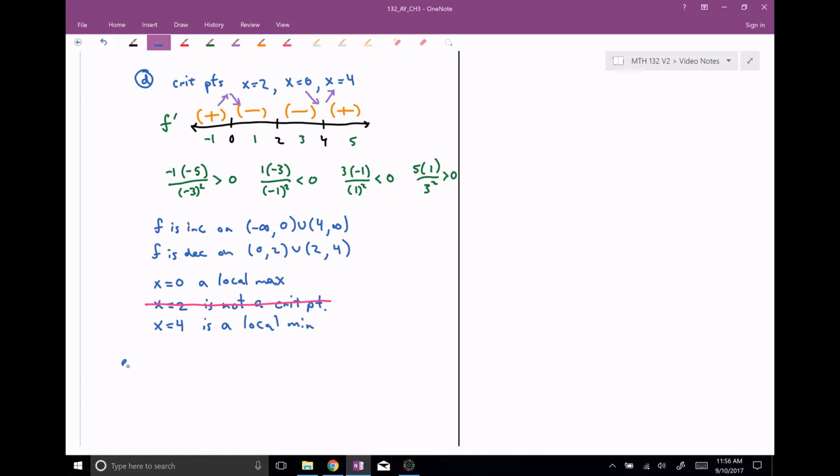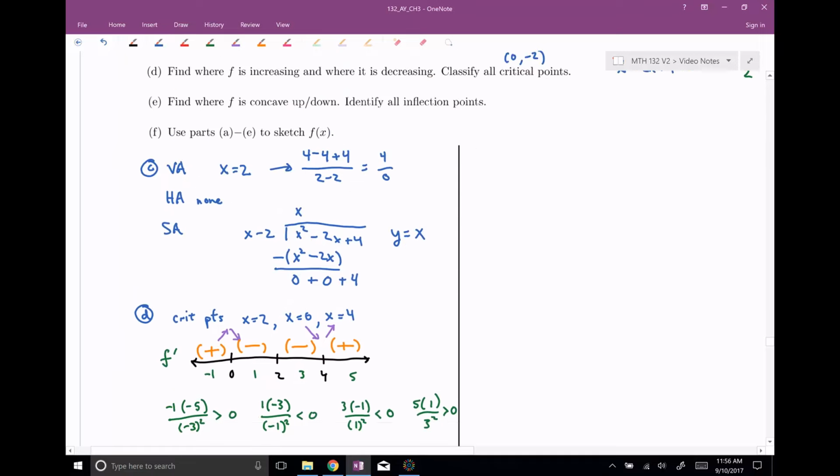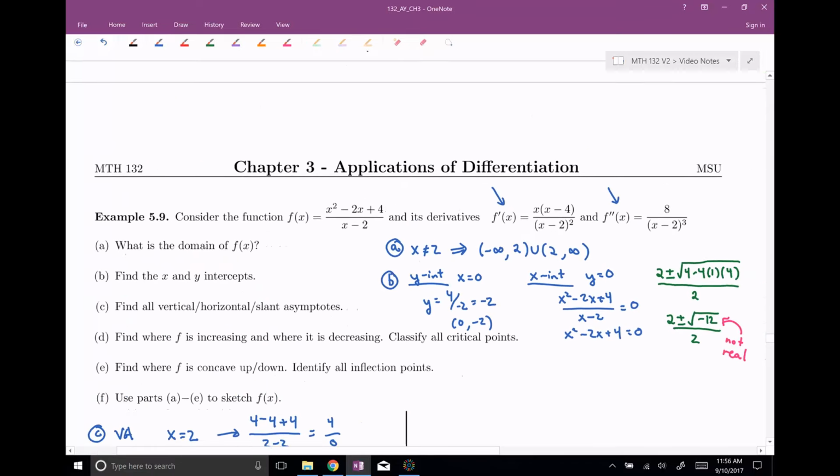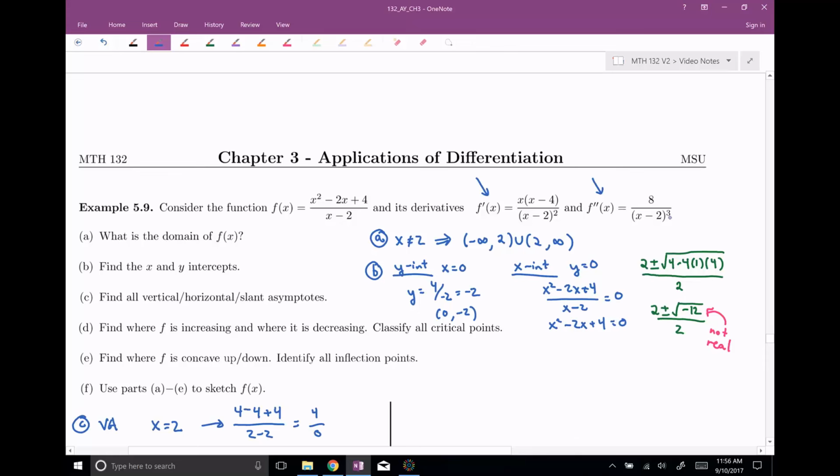Okay, how about E? For E, we want to figure out something about concavity, right? Where is it concave up? Where is it concave down? Where are there inflection points? This all has to do with the second derivative. So I'm going to be looking at the second derivative now. And again, we want to know when is it 0 and when is it undefined in order to break up our number line. So again, I could ask, when is it undefined?